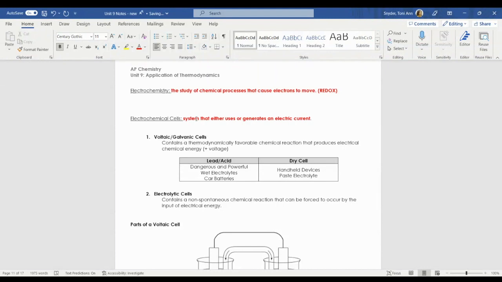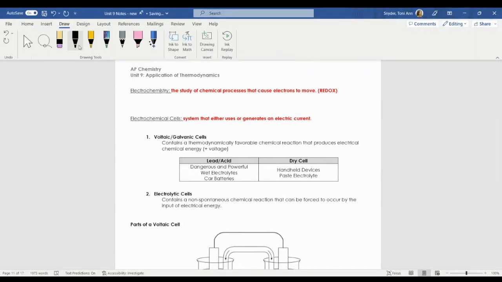So if something is thermodynamically favorable, it will produce a voltage, which means we will have a positive value for voltage. Voltaic or galvanic cells tend to be used interchangeably. These will generate electricity, and we're very familiar with them because we use them every day in our lives. One example is a lead acid battery, which is what we find in car batteries.